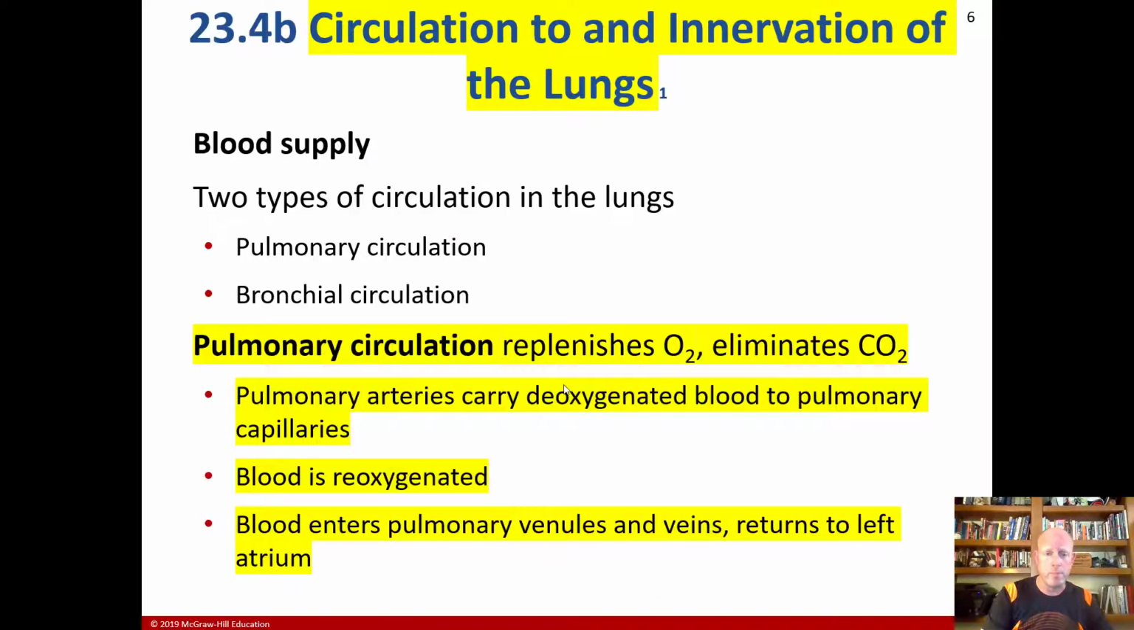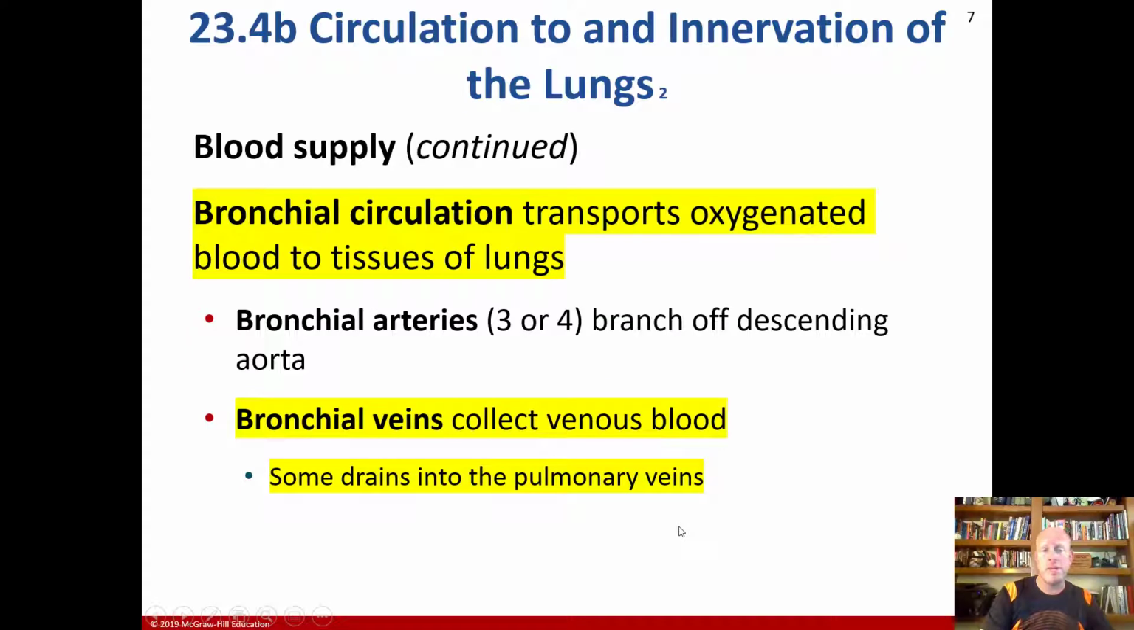That's important as well. As far as circulation to and innervation of the lungs, make sure you know that pulmonary circulation, of course, replenishes oxygen and eliminates carbon dioxide. And also that the pulmonary arteries carry deoxygenated blood to pulmonary capillaries, blood is reoxygenated, and then blood enters the pulmonary venules and veins, returns to the left atrium, and then it keeps going from there.